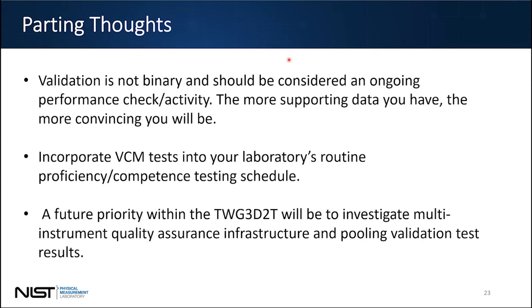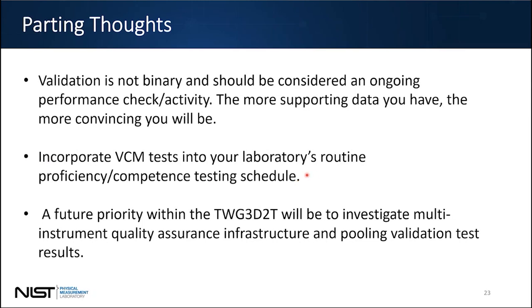So by using the rule of 3 and continuing to build that body of data that shows you are making correct judgment calls over time, then you can slowly start to shrink and be more convincing in your validation. And that just involves incorporating VCM tests into your lab's routine proficiency and competency testing schedule. You may have to add an additional one on an annual basis or whatever the schedule is.